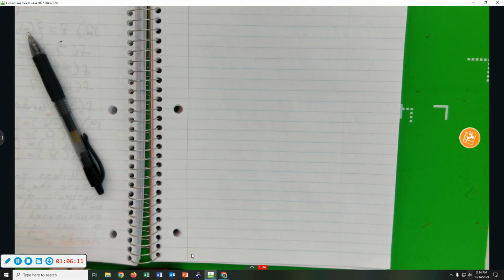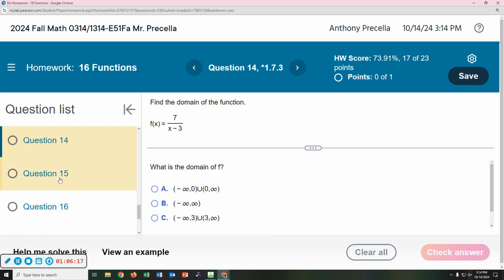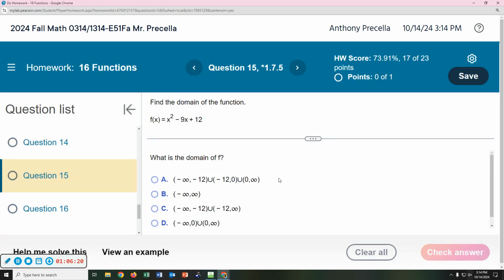And we'll start off here with number 15. Find the domain of the function. Find the domain. Will this function produce imaginary numbers? Do you see any square roots? I see squares, but I don't see a square root symbol. Let me write this down. This is number 15. F of x is equal to x squared minus 9x plus 12.